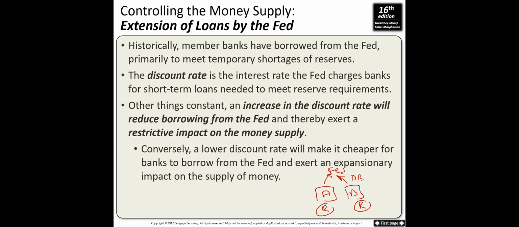So the discount rate is the interest rate the Fed charges banks for short-term loans needed to meet reserve requirements. Other things constant, an increase in the discount rate will reduce borrowing from the Fed and thereby exert a restrictive impact on the money supply. On the other hand, a lower discount rate will make it cheaper for banks to borrow from the Fed and exert an expansionary impact on the supply of money.